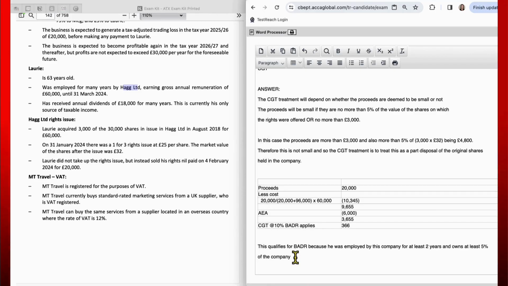So BADR. Now, you could have potentially picked up, there was half a mark for the annual exemption. There was half a mark for the BADR. There was probably even half a mark for the proceeds figure. You could have picked up one, maybe two of those marks, even if you didn't know what a sale of rights nil paid was. So never give up. Do what you can, but do move on. Don't waste too much time on something where you really feel you don't have a clue.